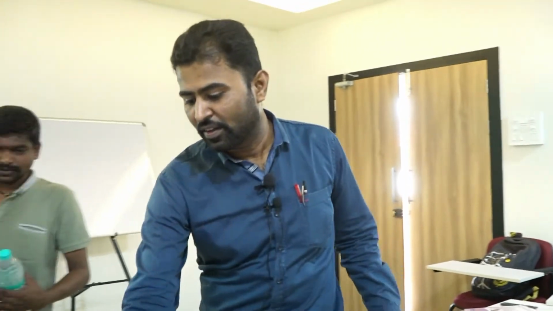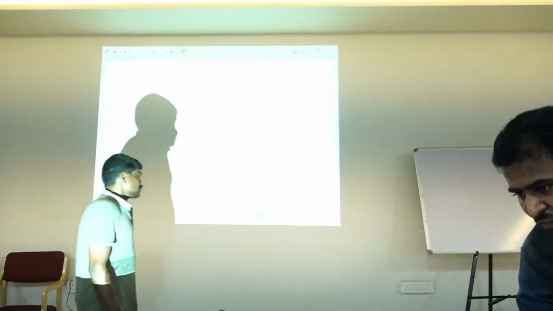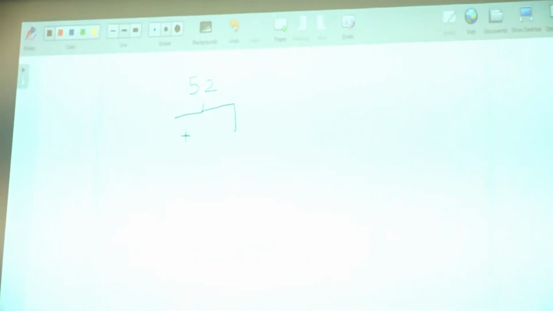Before this, do you remember a pack of cards? Can anyone tell me about a pack of cards? Yes, 52. The 52 cards are divided into black and red, 26 and 26.